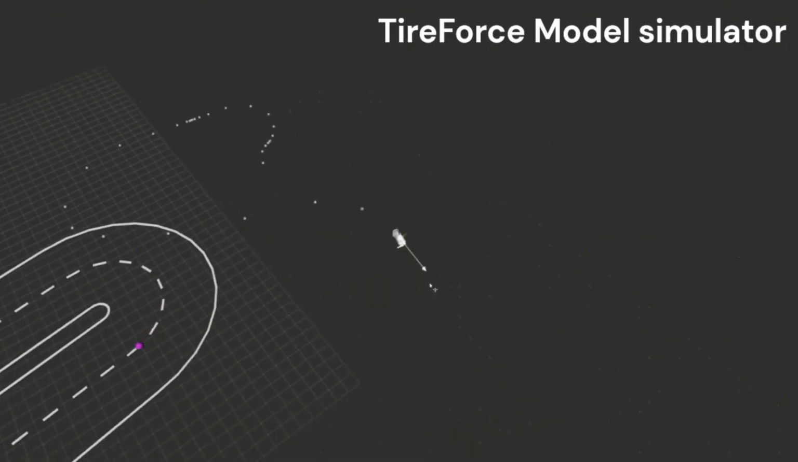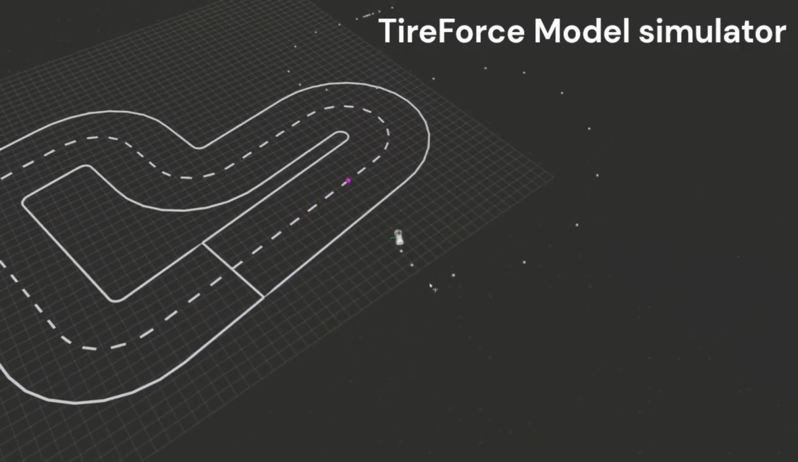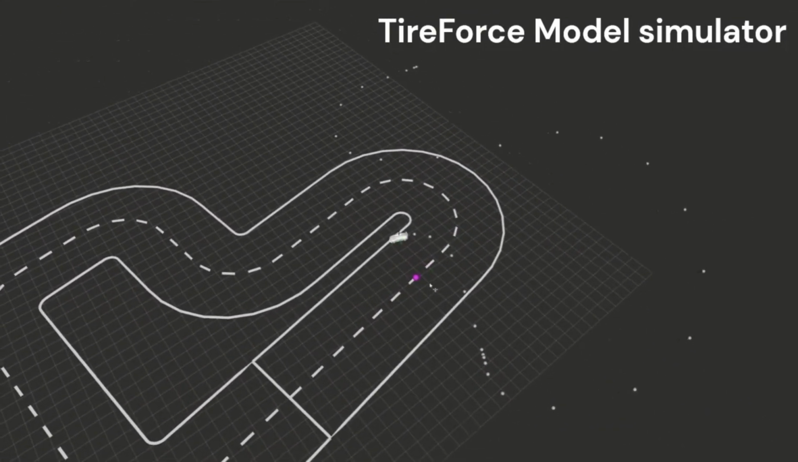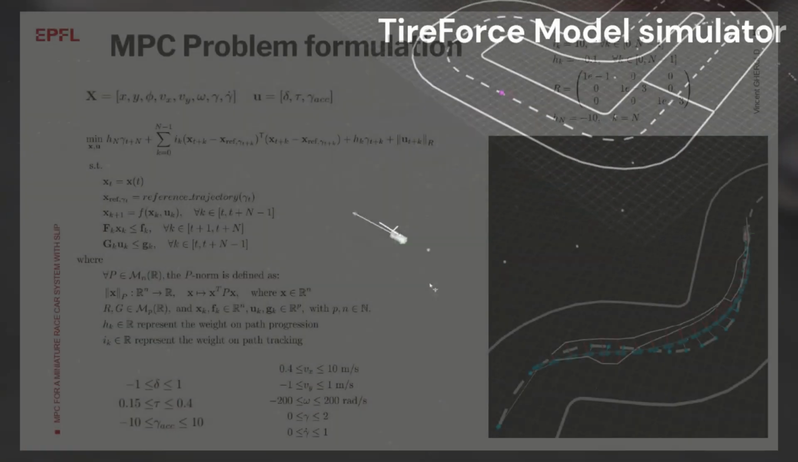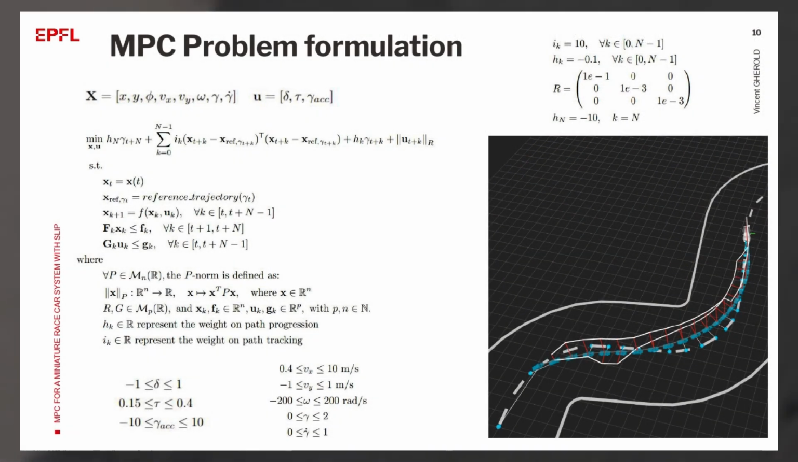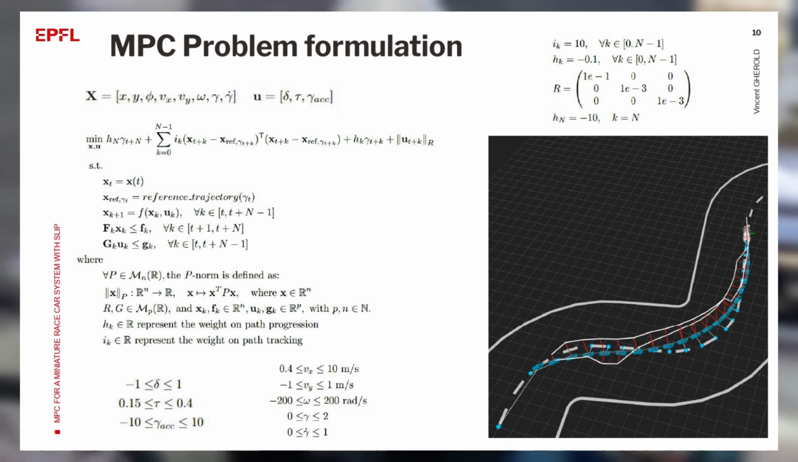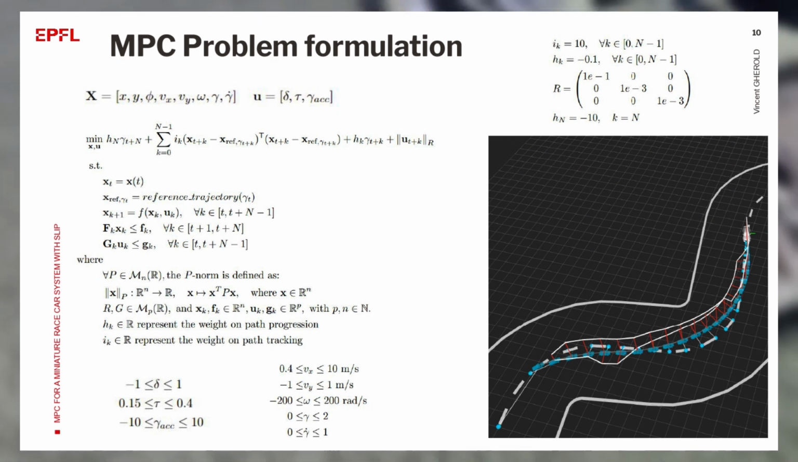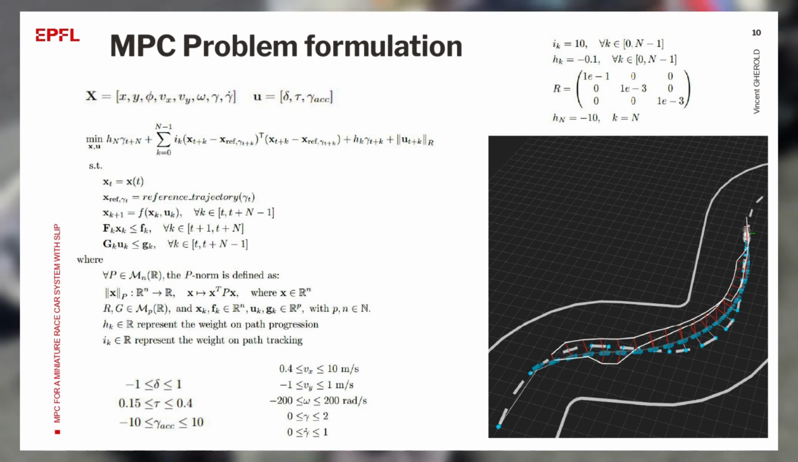At slow speed, it matches the reality, but at high speed, we are not sure if the behavior is correct or not. Then we formulate the MPC problem. Based on the state from the model, the car tries to follow a reference trajectory while maximizing the progression along the track. It allows the car to take a shortcut in order to maximize advancement.